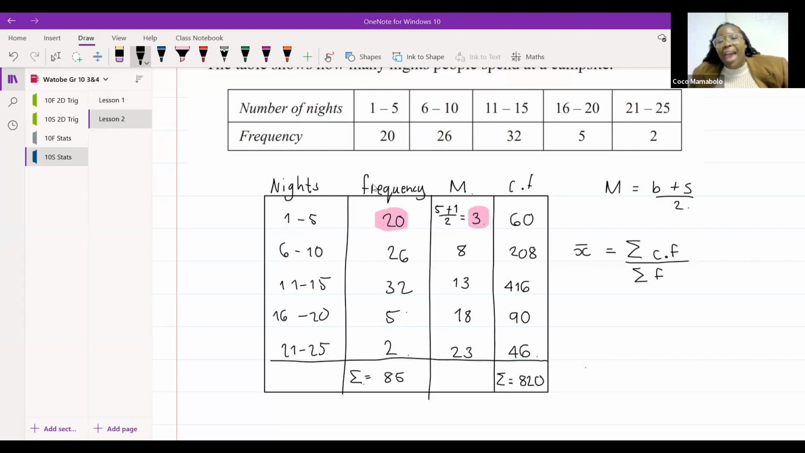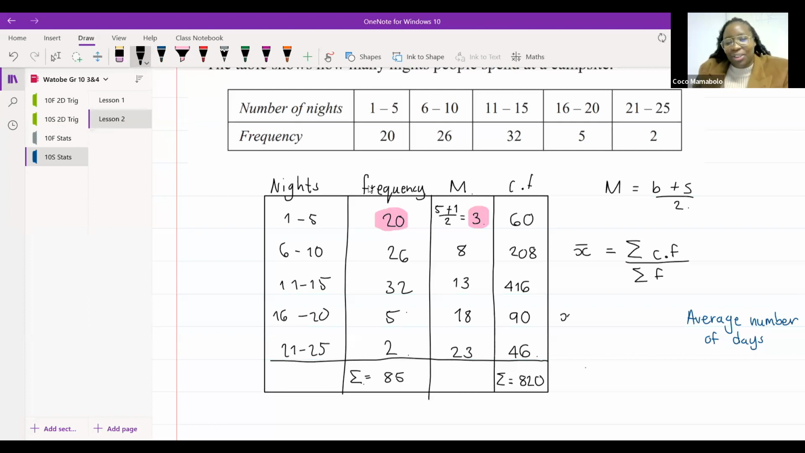Now calculate the mean for me, please, guys. What is the average number of days that people go camping? Personally, I feel like the average number of days that people go camping must be 0, but that's just me.